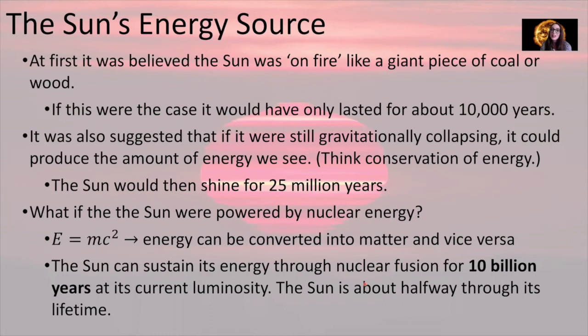The sun could sustain its energy through nuclear fusion for 10 billion years at its current luminosity. The sun is about halfway through its lifetime of around 10 billion years. So our sun is actually generating its energy through nuclear fusion.